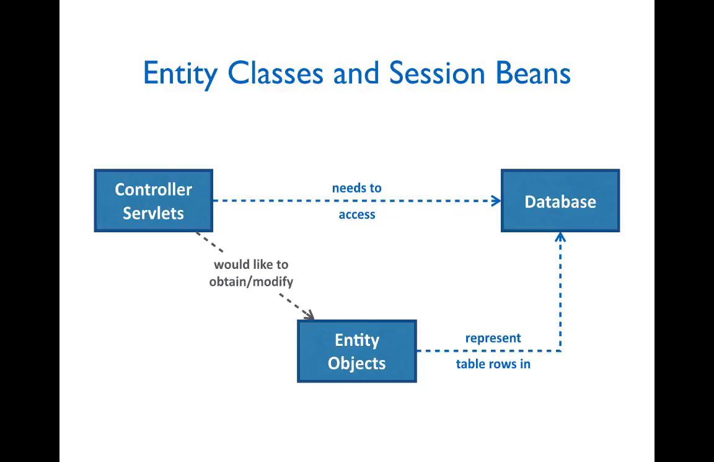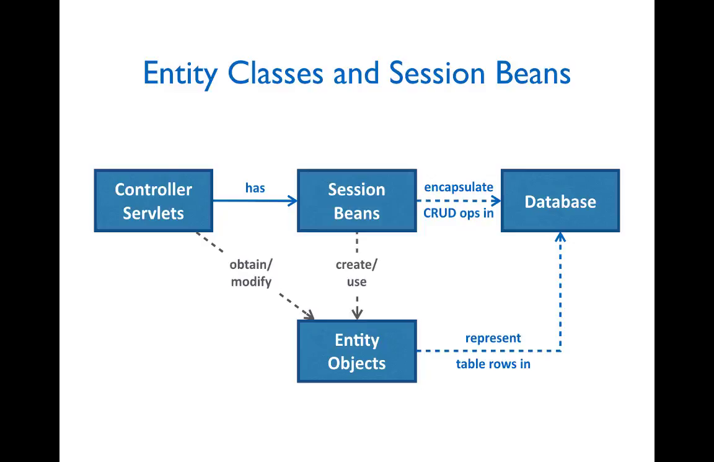Entity classes represent tables in the database. They provide getter and setter operations for each field in the table. Entity objects, which are the instances of entity classes, represent a specific row in a database table. A client would like to be able to obtain these entity objects so that they can be used or modified. To do this, we create session beans from the entity classes.